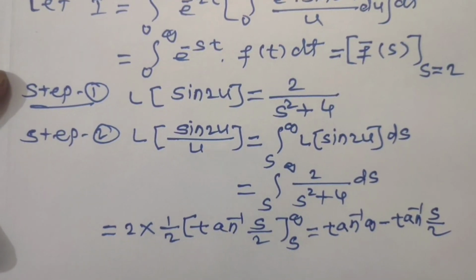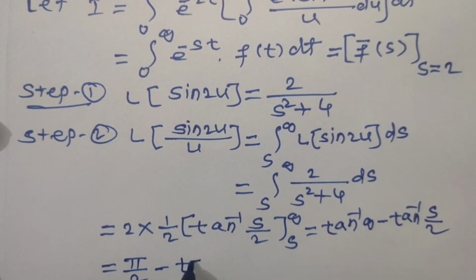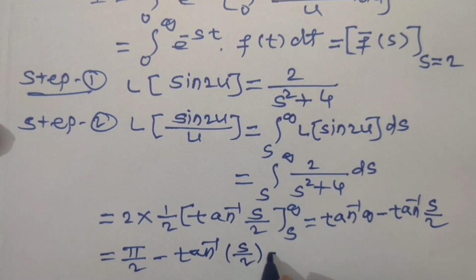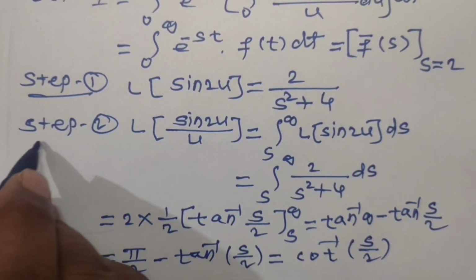But you know tan inverse infinite is what? Pi by 2. Pi upon 2 minus tan inverse s upon 2, and applying trigonometrical formula, this is equal to cot inverse s upon 2. ओके. तो ये हो गया स्टेप नंबर 2.